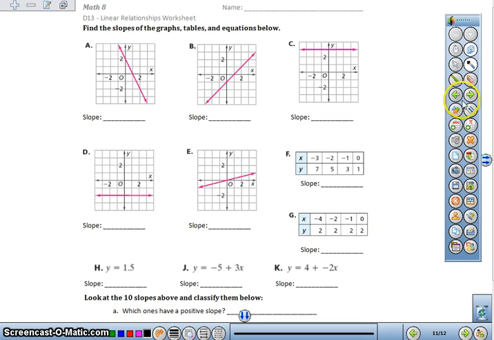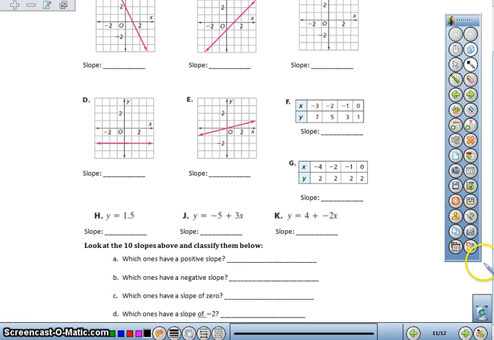You're going to finish that throughout. Then the next one is asking you to find the slopes. You have to find your change in y over change in x for the tables. You should be able to do that looking back at your notes. And then in the equations, tell me the slope of each one.